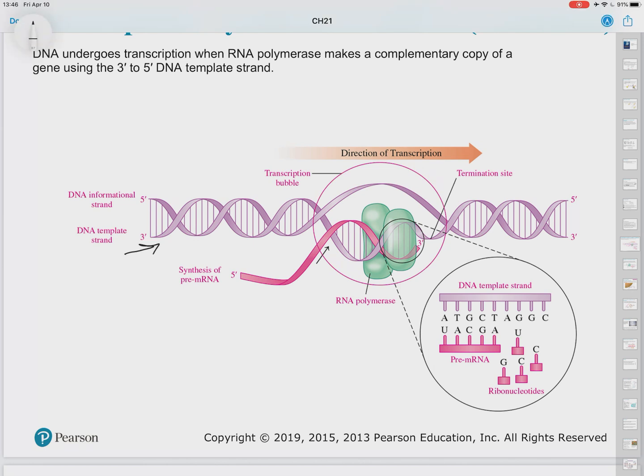The direction is also the same. We're going to read the 3' to 5' strand so that we make a copy of the 5' strand. And so mRNA is going to be made in a 5' to 3' direction. And you can see it sort of zoomed in here. We've got the growing strand just incorporating these new nucleotides.